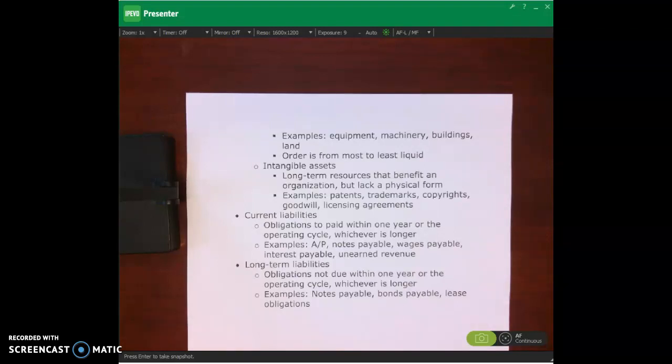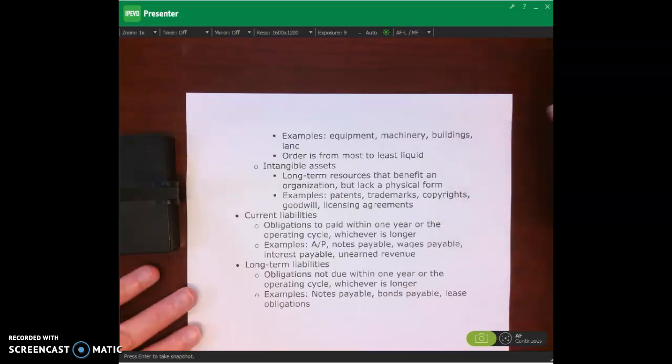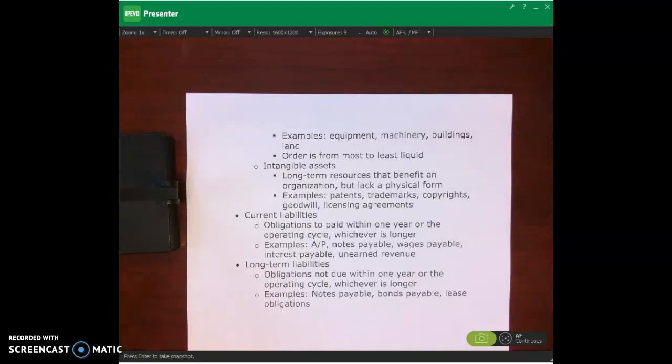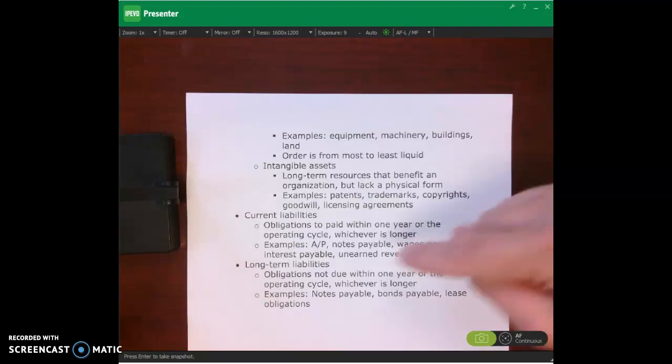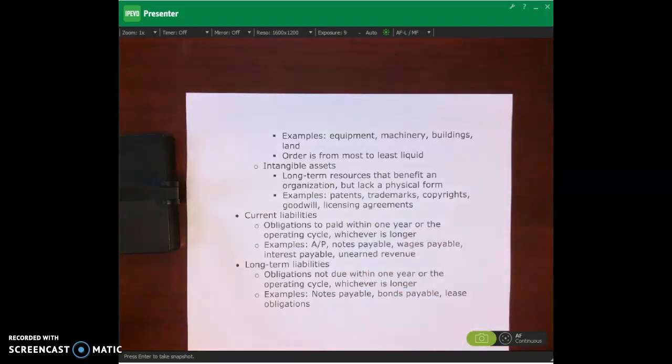Let's talk about the right side of the accounting equation with liabilities. We have current liabilities, and then we have long-term liabilities. Current liabilities are those obligations that we expect to pay within 1 year or the operating cycle, whichever is longer. Examples: accounts payable, notes payable, wages payable, salaries payable, interest payable, unearned revenue.